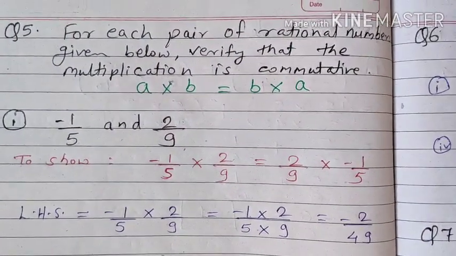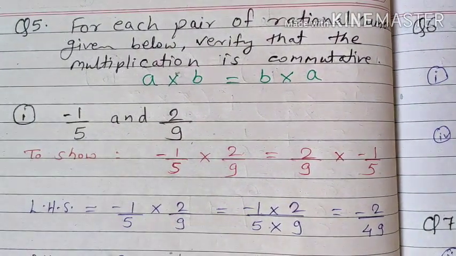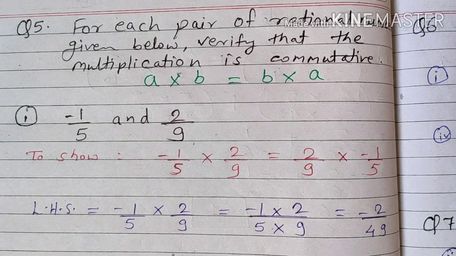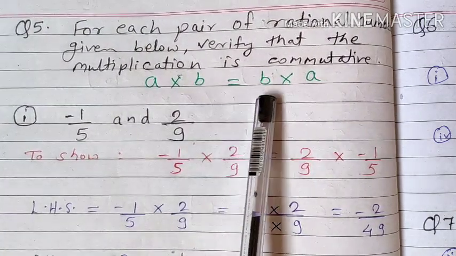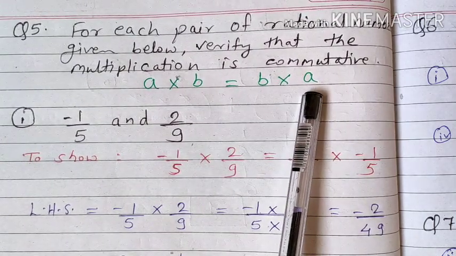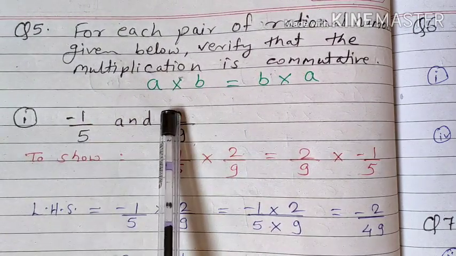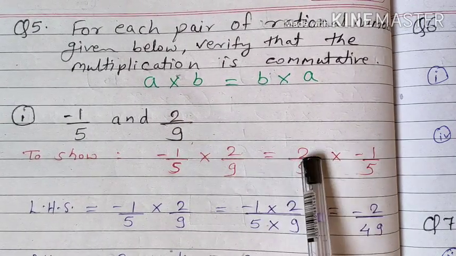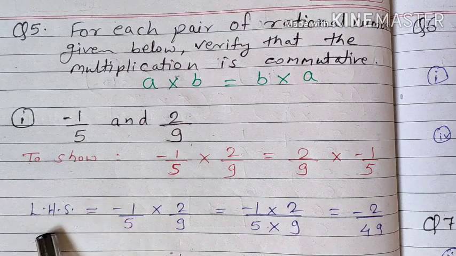Next is question number 5. In this question number 5, for each pair of rational number given below, verify that multiplication is commutative. Okay. So as we know that the commutative property says that A into B is equals to B into A, means first multiplied by second equals to second multiplied by first. So for that, minus 1 upon 5 and 2 upon 9, these two numbers are given to us, and we want to show that minus 1 upon 5 multiplied by 2 upon 9 equals to 2 upon 9 multiplied by minus 1 upon 5.